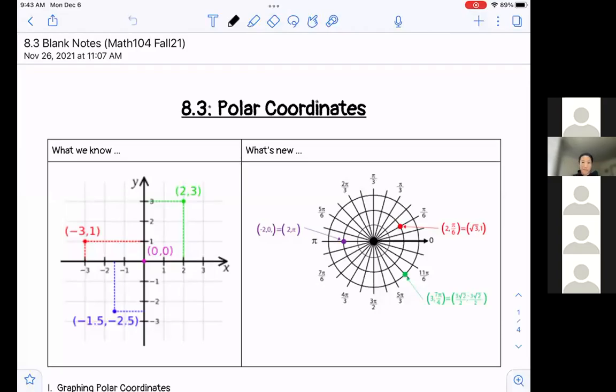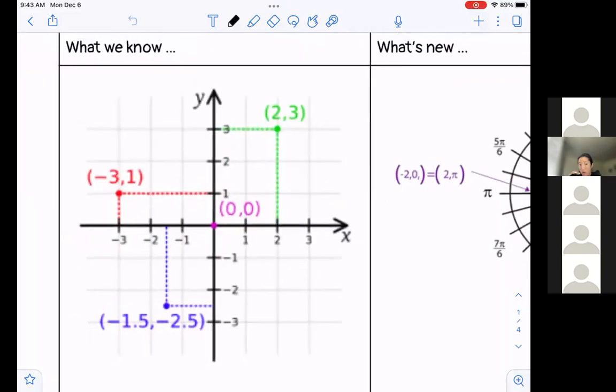All right, so let's begin this new unit. We're going to be talking about section 8.3 today, which is a section on something called polar coordinates. As you know, I really like to start with what we know, and think about all of the strengths that we bring to the classroom. We're going to start with just plotting some points, okay?